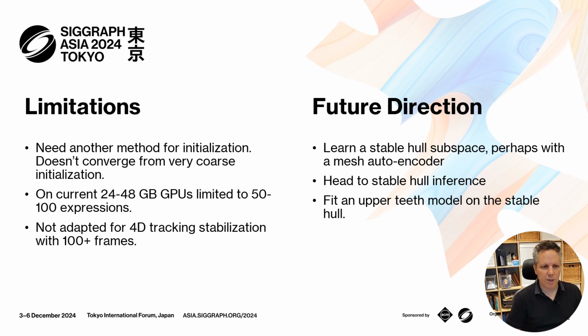As future direction, we want to learn a stable subspace, perhaps with a mesh autoencoder, to improve convergence. We also would like to train a head-to-stable hull model for fast initialization. Finally, we would like to fit an upper teeth model on the stable hull.